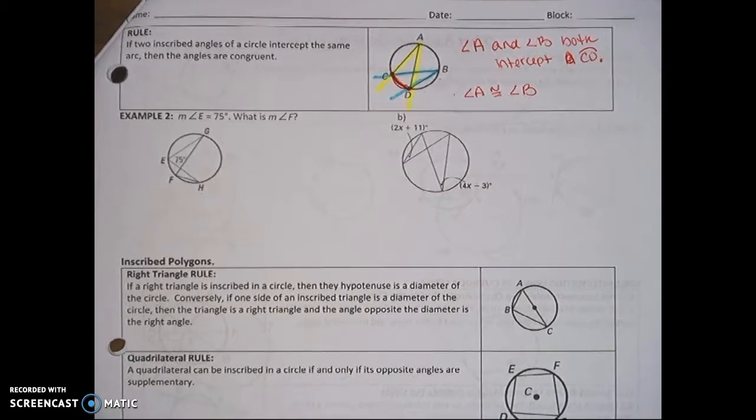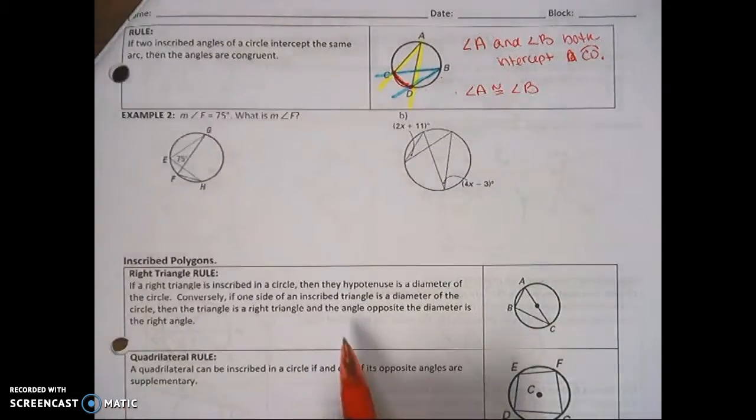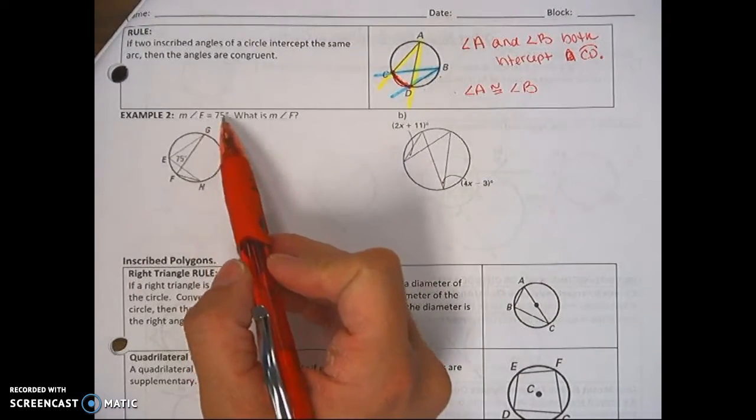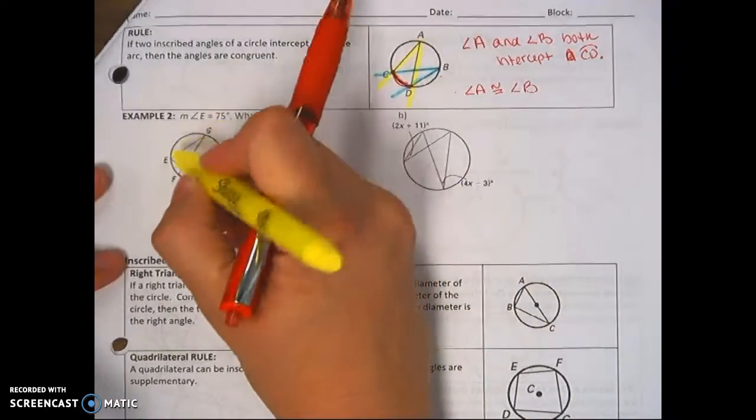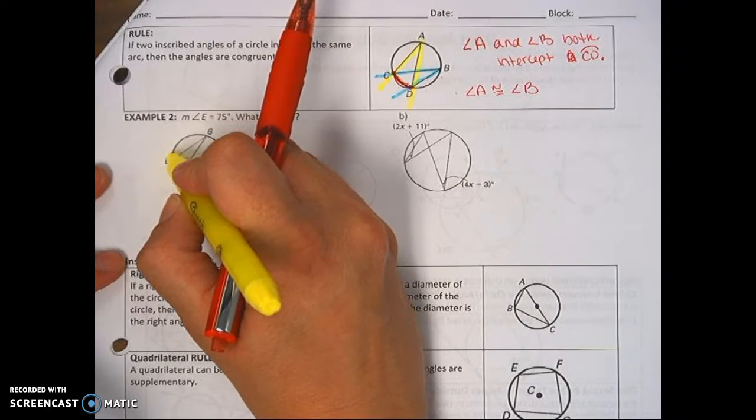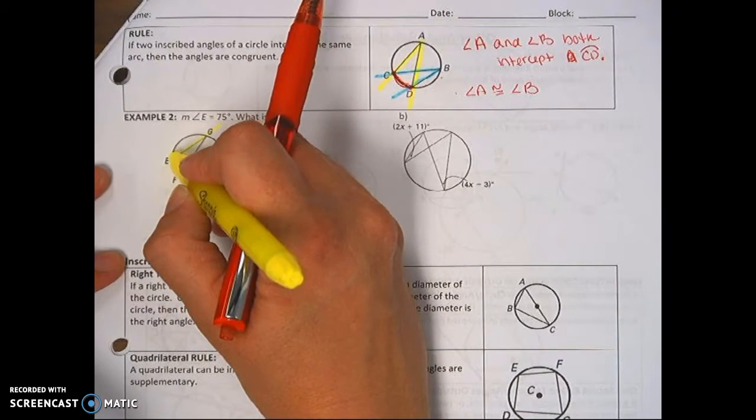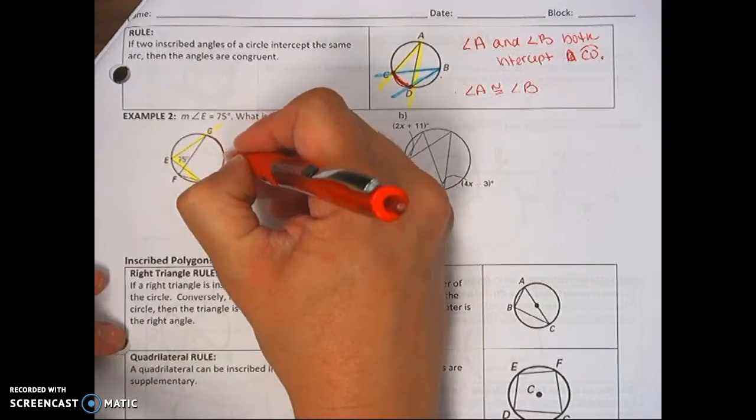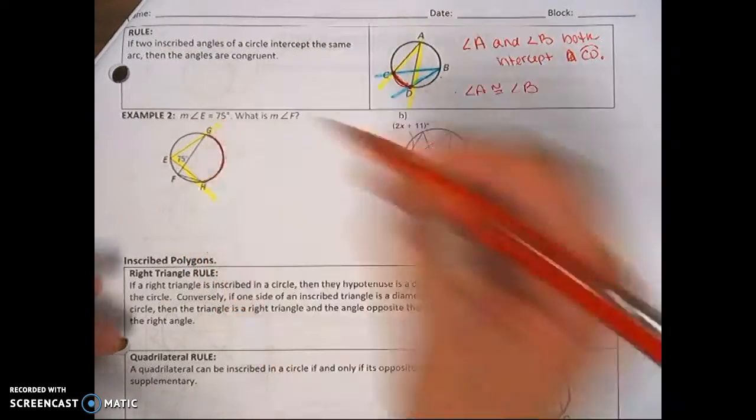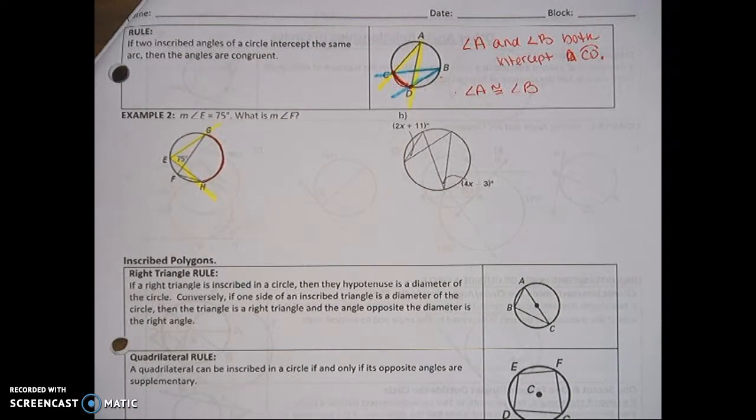With example 2, you are given that the measure of angle E is 75 degrees. Well, if I look at angle E, it is this angle right here. I'm starting at E, going to trace it on out from both sides. I can see that its intercepted arc is this GH right here. That's the intercepted arc of angle E.